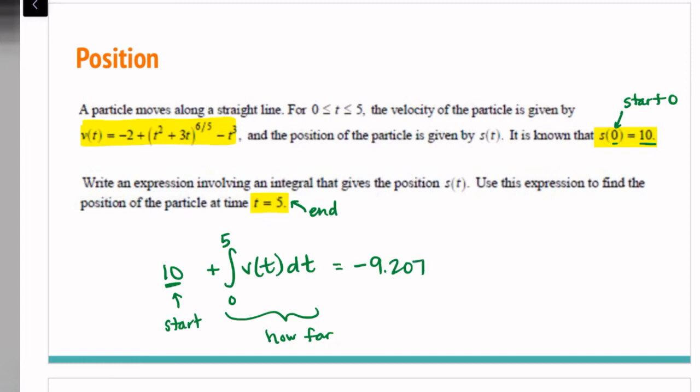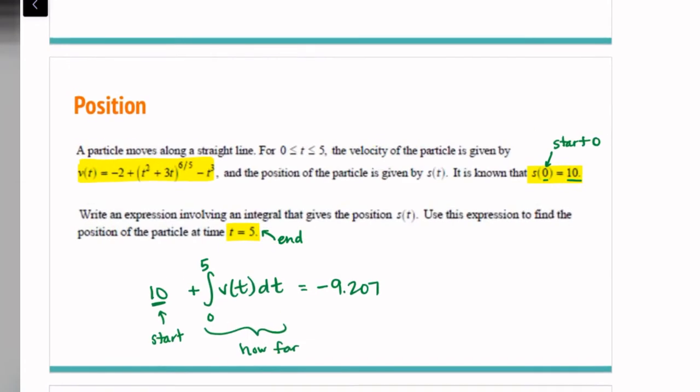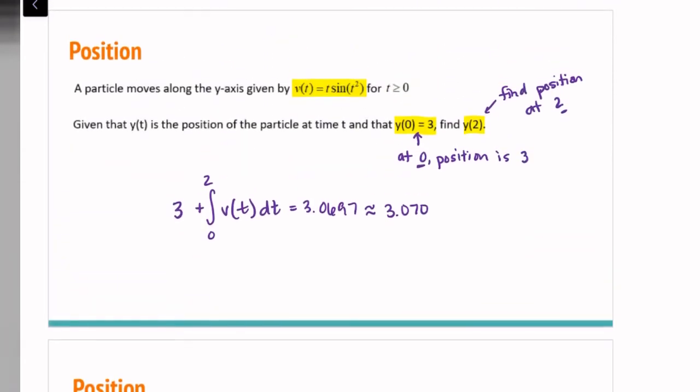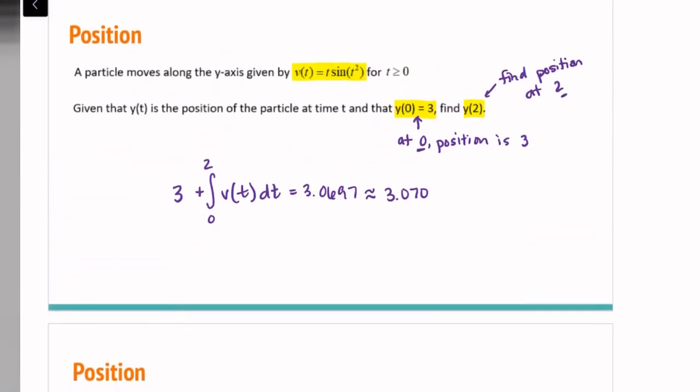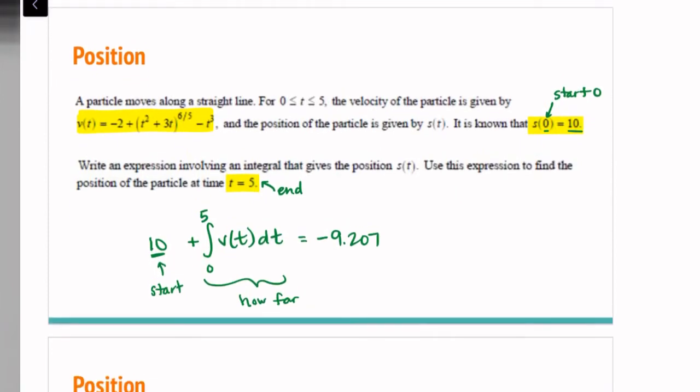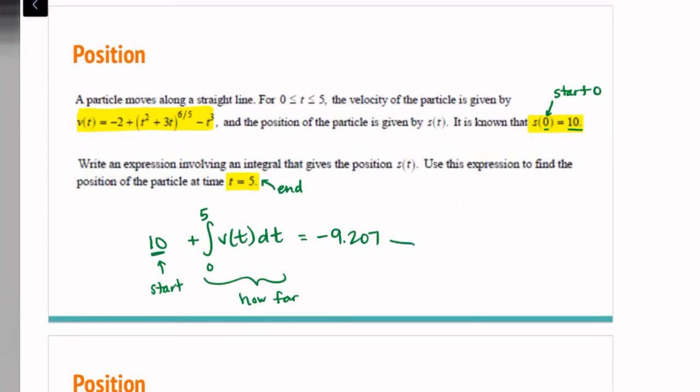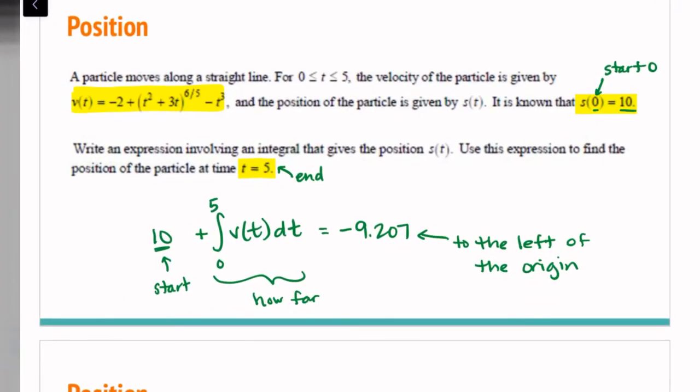So remember, if your position is negative, are they giving us units here? I don't think they gave us units. Did they give us units up here? They didn't give us units either. So just remember that if it's negative 9, that's going to mean that it's to the left of the origin. That's what the negative is going to tell us. Okay? Any questions? Let me know.